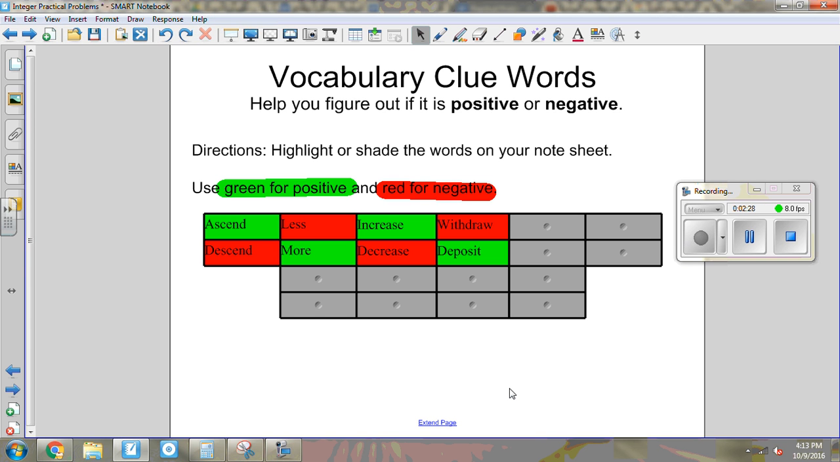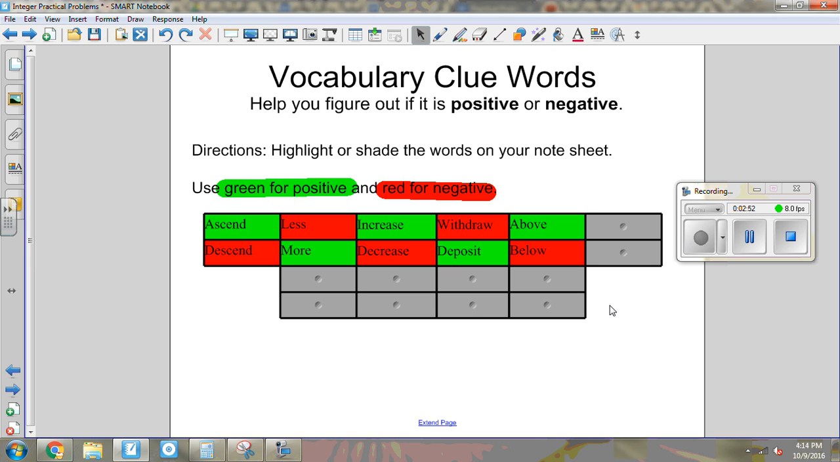Our next two are withdraw and deposit. These are words that you don't normally see, but we might see when we're talking about money and in our bank accounts. If we're withdrawing money from our bank account, that means we are taking money away from the bank account, so it is going down. While if we deposit money, we're putting money into our bank account, so the total is going up.